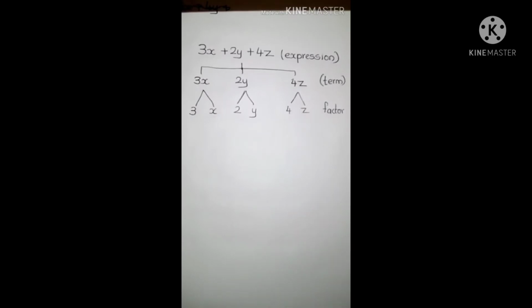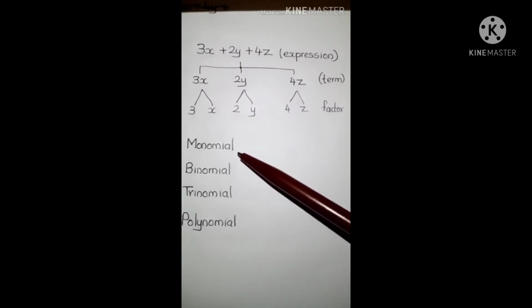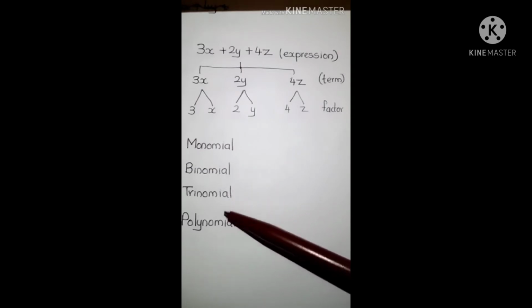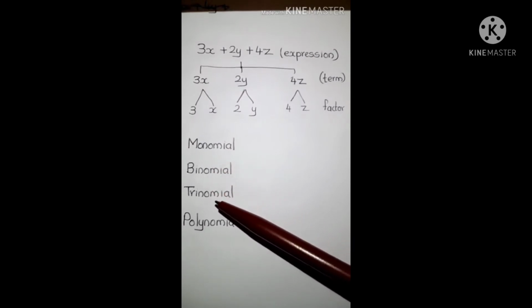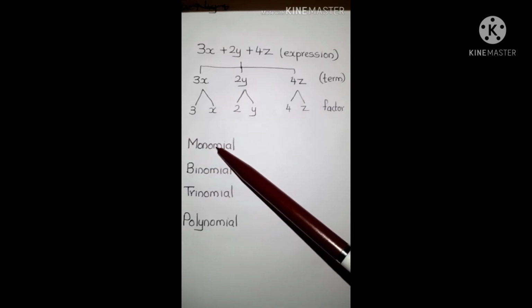Okay, so you learned what is an expression, what is a term, and what is the coefficient of each variable. Clear? Now, what are the types of expressions? These are the types of expressions: monomial, binomial, trinomial, polynomial. You can see the definition from the names itself. Mono means one.